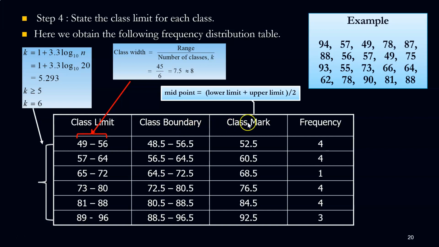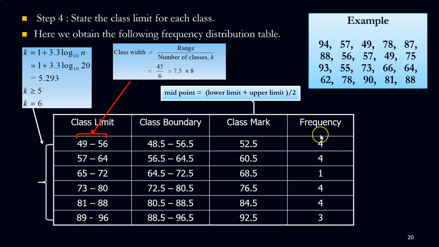Okay. Then for class mark atau kita panggil titik tengah, midpoint, ni formula dia. Lower limit plus upper limit divide by 2. So what is your lower limit? Your lower limit is 49. Upper limit is 56. Tambahlah dua-dua ni and then you divide by 2 so that you get this value. Okay. And the frequency is 4.